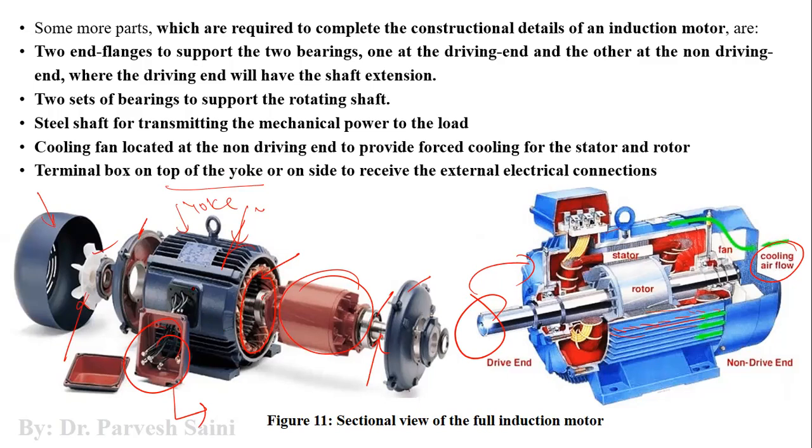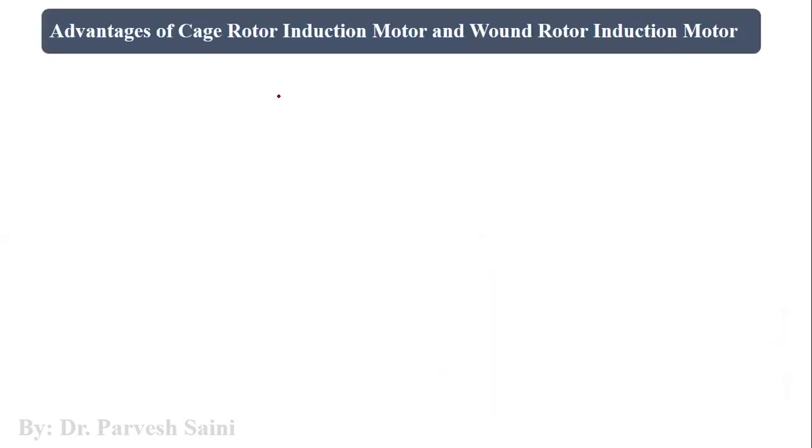Either this terminal box is available on the top, right? As you can see here, we have it on the top of the machine, or it is available on the side of the motor, right? So this terminal box is used to provide the electrical connection, that is three-phase electrical connections to the motor.